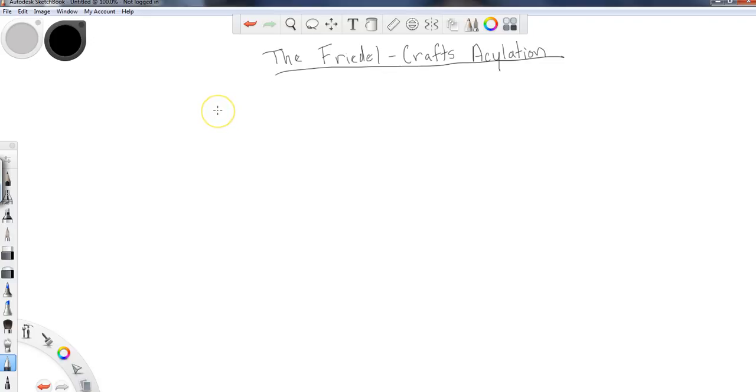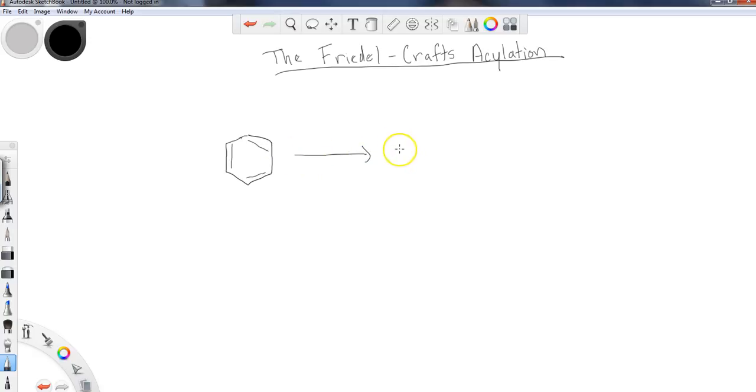And this particular reaction today that we're going to take a look at is the Friedel-Crafts acylation. So we've seen the alkylation, which is where we added just a generalized R group to our benzene ring. So now with the acylation, we're going to add basically a keto group onto the aromatic ring.